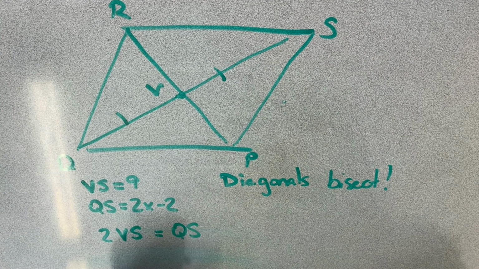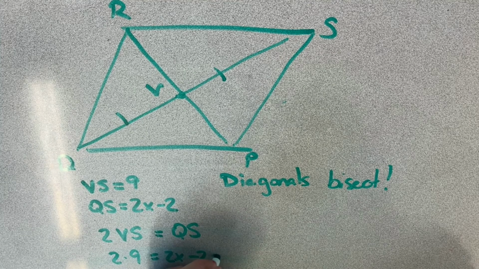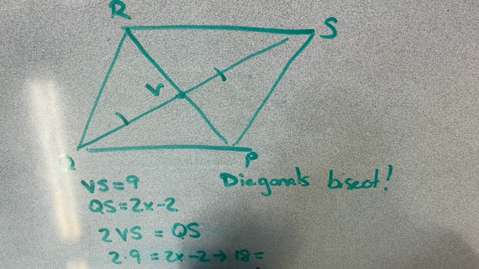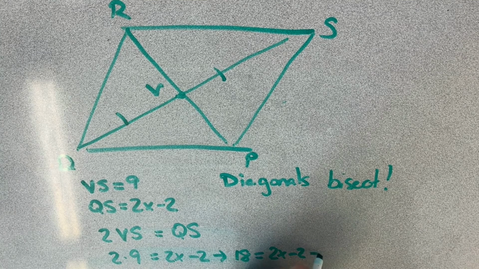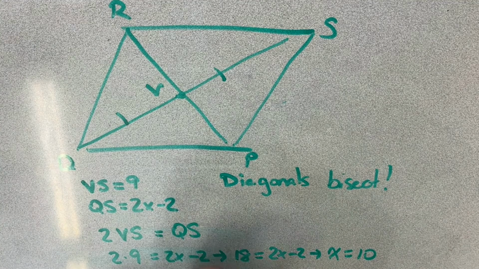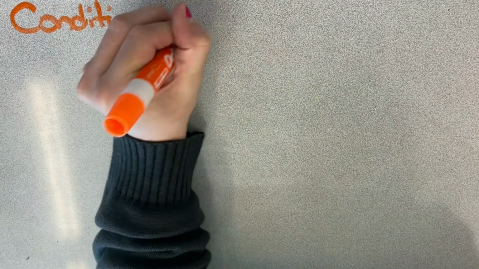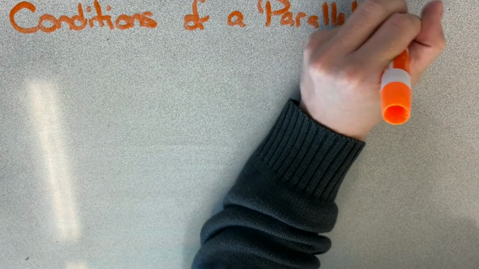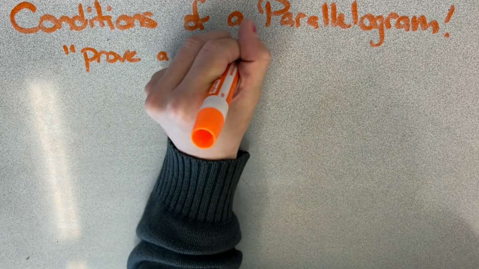So then we can plug in what we know. We got 2 times 9 is equal to 2x minus 2. Simplifying, 2 times 9 is 18, is equal to 2x minus 2. If we add 2 and then divide, we end up with x is equal to 10. All right, those are our properties of parallelograms. Now I want to talk about conditions of parallelograms. Or, in other words, we want to prove that a figure is a parallelogram.